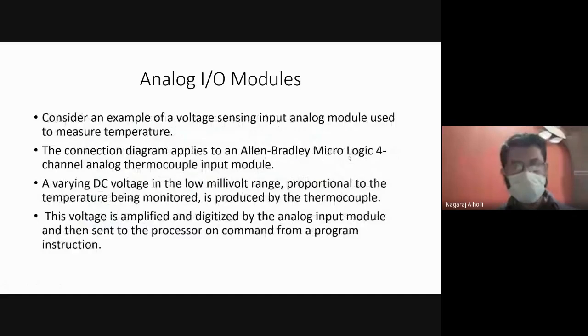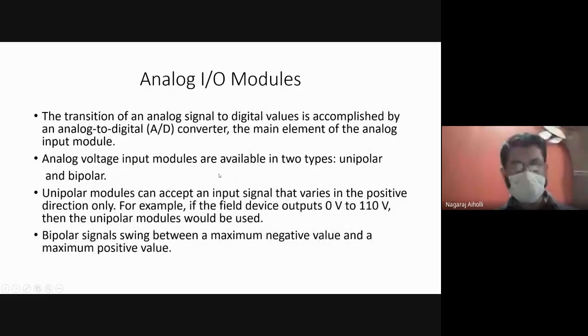Then we also discussed the Allen-Bradley thermocouple input module, how the thermocouple converts temperature to voltage, and how that voltage is measured by the 4-channel Allen-Bradley PLC. Then the points about ADC, analog to digital converter, unipolar type of analog voltage and bipolar type of analog voltage. Unipolar means it is only in one direction, positive direction always. 0 to 10 volts or 0 to plus 5 volts are all unipolar. Bipolar means negative range as well as positive range, minus 5 to plus 5, minus 10 to plus 10, like that.